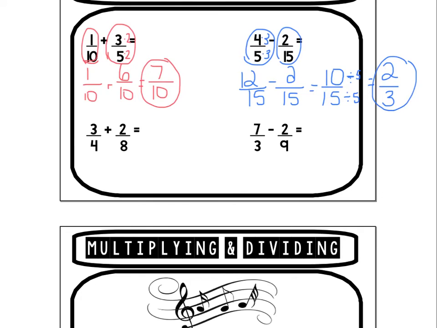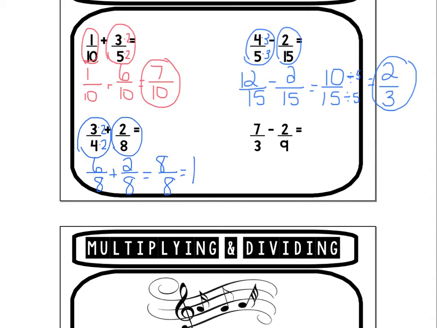On the third problem, the common denominator would be 8. So we would have something over 8 plus something over 8 equals something over 8. In terms of the first fraction, we'd have to multiply by 2, which would give us 6/8. And with the second fraction, we wouldn't have to change it. So we end up with 6/8 plus 2/8, which is 8/8, or 1.